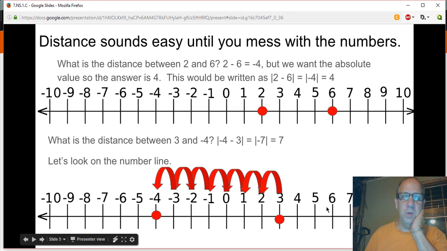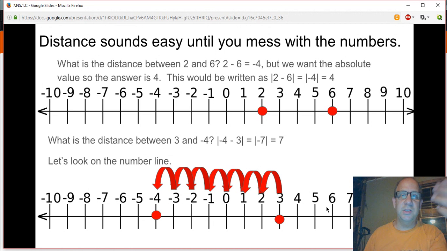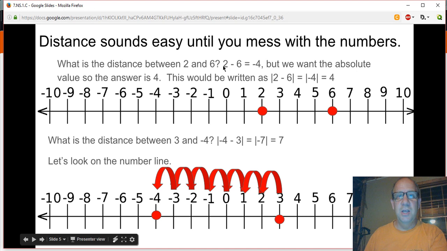It also works the other way. Distance is easy until you do it backwards, but it still works. The distance between 2 and 6, so 2 minus 6 equals negative 4, but we want the absolute value of the answer, which is 4. So this would be written as the absolute value of 2 minus 6, which equals the absolute value of negative 4, which equals 4. And you can see whether I go from left to right or right to left, there's still 4 hops between 2 and 6.